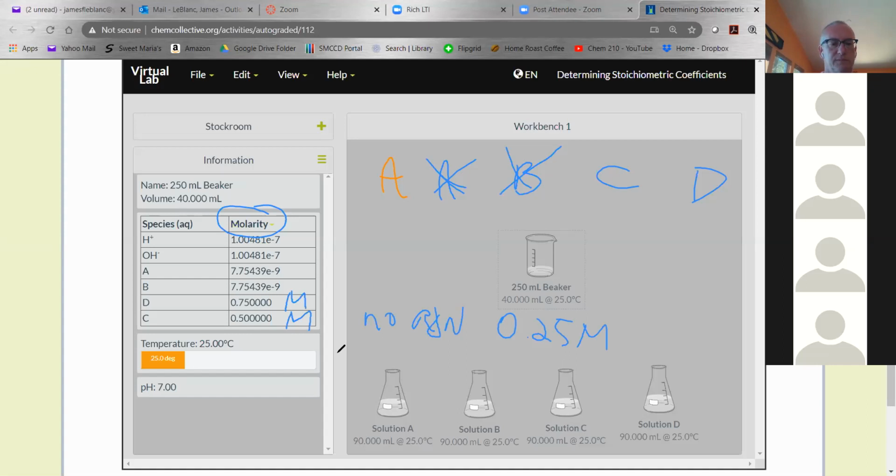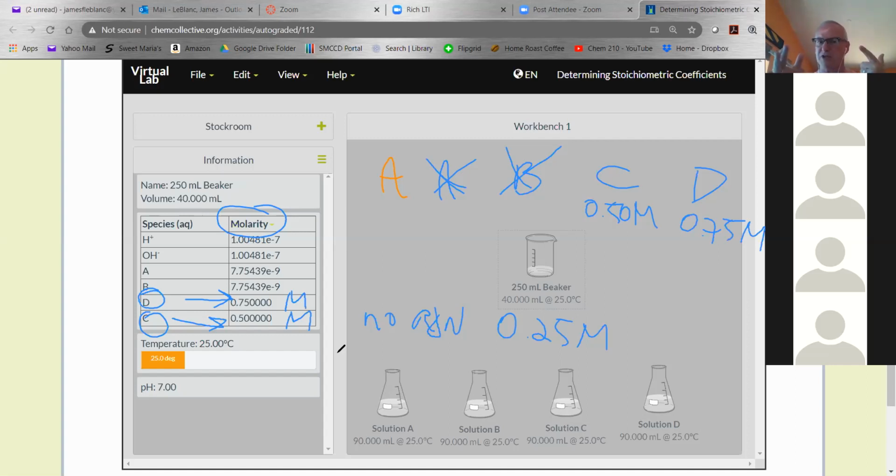0.75. No, that's D. D is 0.75. Concentration of C is what? 0.50. Right. So C is now 0.50 molar, and D is 0.75 molar. So basically, we created some C and we created some D, right?